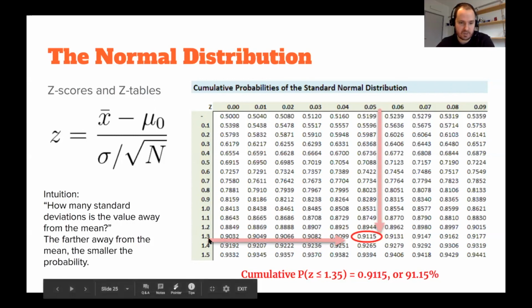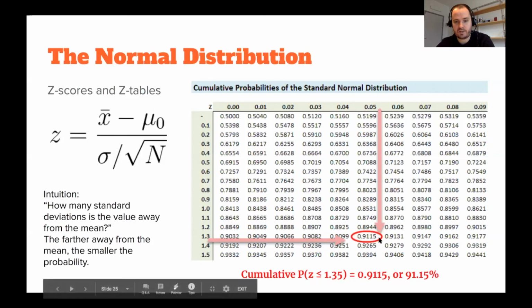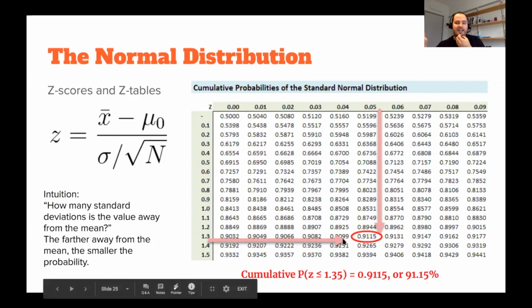It's kind of crazy. It's 1.3, and then you go to the left until you find the 0.05 here, for example. So this means 1.35. So let's suppose that your z-value just computed was 1.35. So you say, okay, my observed sample mean is 1.35 standard deviations or standard errors away from the mean. What is the probability that something like that would happen? Well, that probability is actually 91.15%, the cumulative probability.